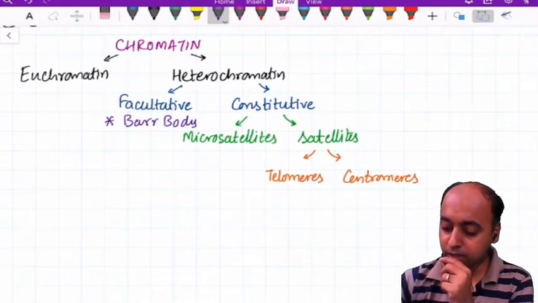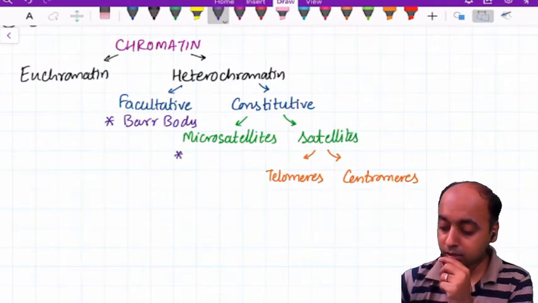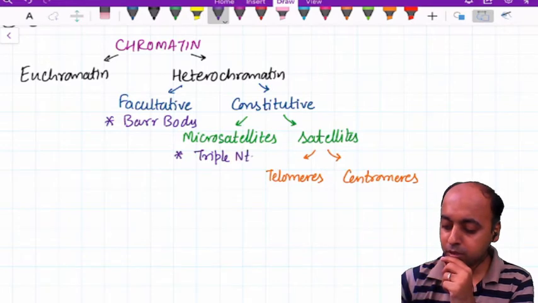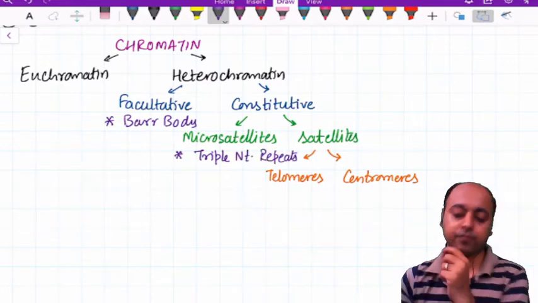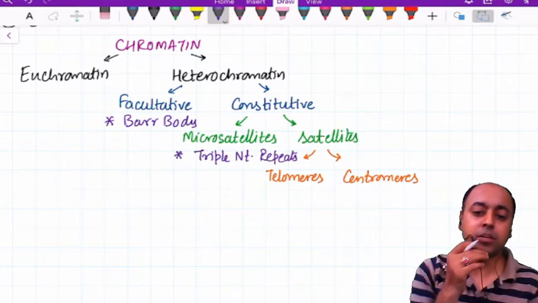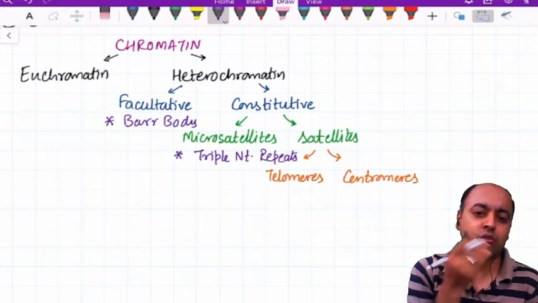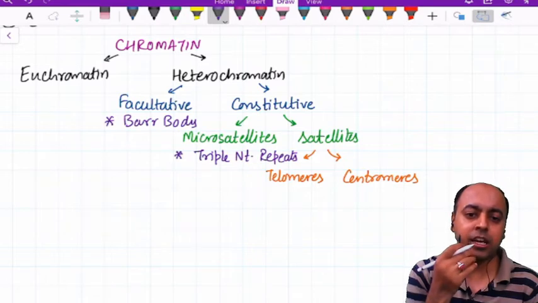The microsatellites. Example, triple nucleotide repeats. They can be 2, 3, 4, 5, 6 nucleotides which are getting repeated again and again.